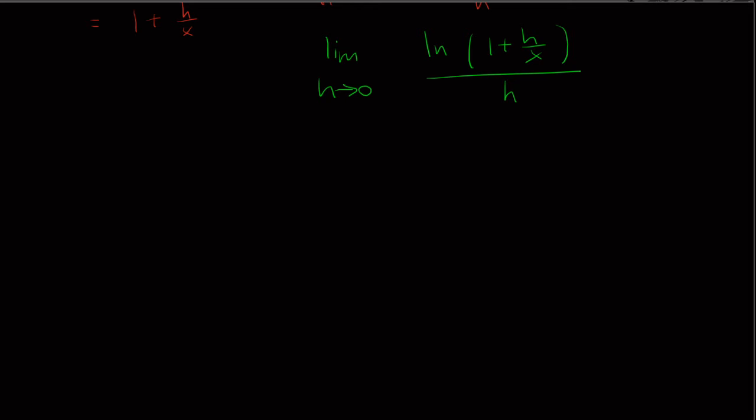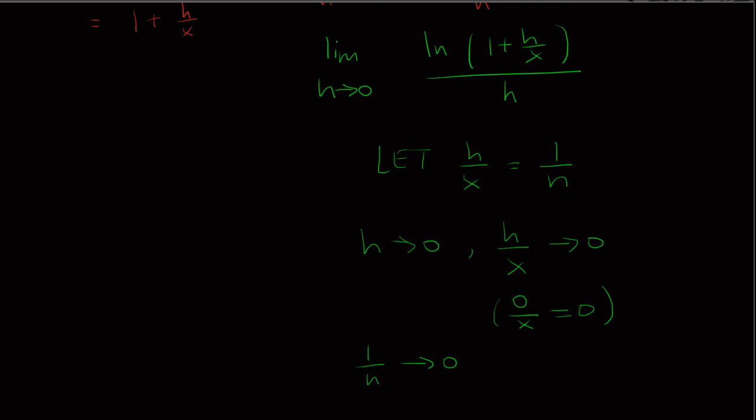Next step is to make a substitution. We're going to let h over x equal 1 over n. So as h approaches 0, h over x also approaches 0. Since h goes to 0 and x is just x, 0 over x is 0. So h over x goes to 0. That means 1 over n also has to go to 0, since they're equal. And that's true when n goes to infinity.